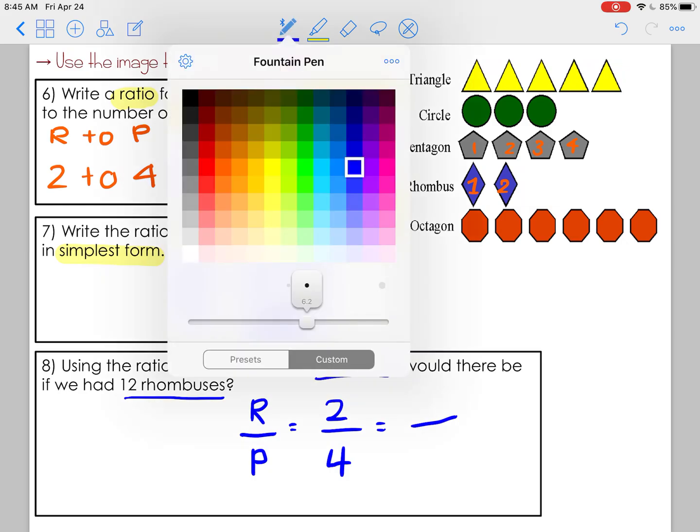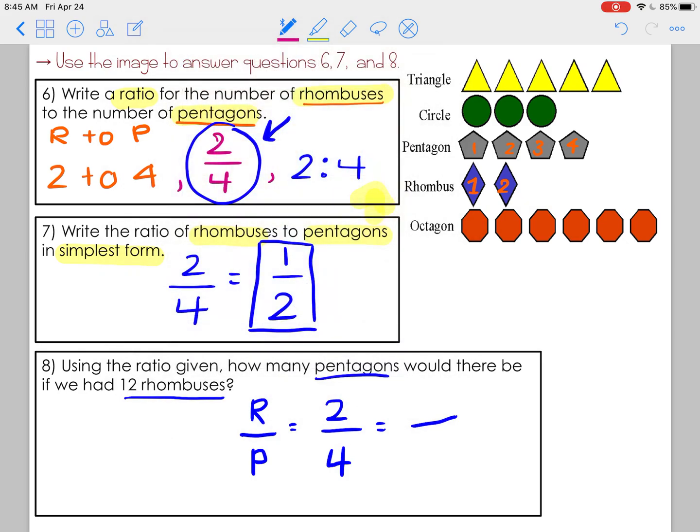And then it says, how many pentagons? So I'm going to put a question mark for my pentagons, because that's what we're looking for. How many would there be if there was 12 rhombuses? I've got rhombuses on the top, so that's where my rhombuses are going to go. So on our equivalent fraction here, to get from 2 to 12, I would multiply the numerator by 6. So I could do the exact same thing down here. 4 times 6 tells me that there would be 24 pentagons.